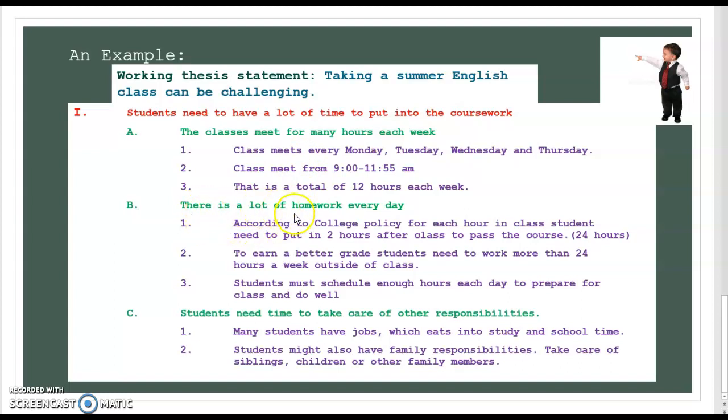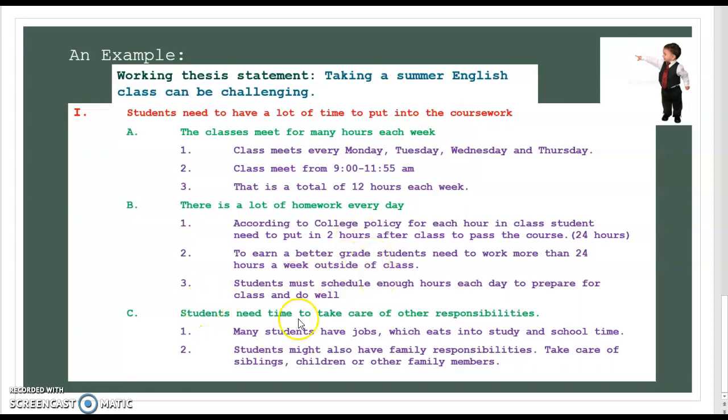Here's my second one. There's a lot of homework every day. Well, what does that mean? Well, I explain the college policy, about 2 hours for every class hour. And then if you want to earn a better grade, then you're going to have to put more hours than that in. And then you have to be able to schedule enough hours each day to prepare for the classes.